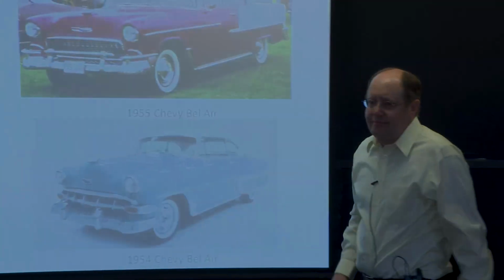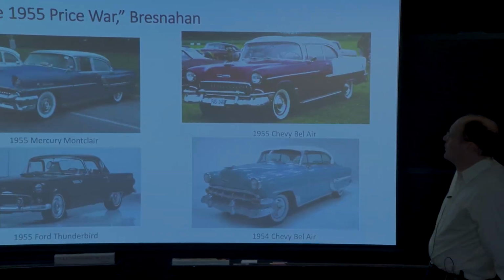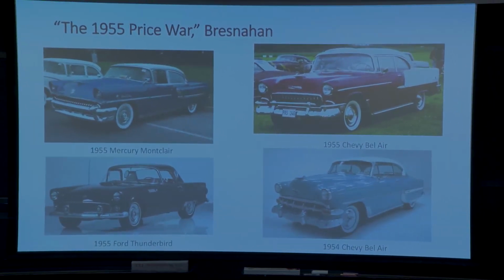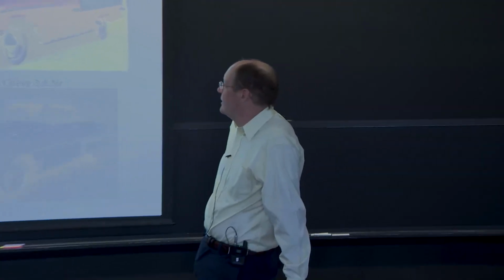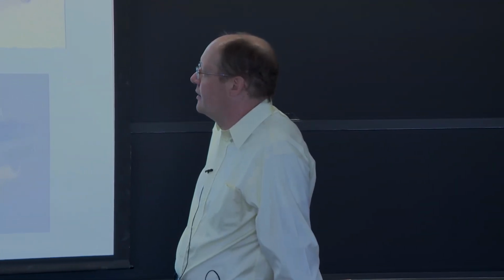But at least to my mind, if you're looking at the Mercury Montclair versus the Chevy Bel Air, I would have to spend some time learning to recognize the difference between those two if you were showing me pictures of them. And so you might think if there was Bertrand competition between Mercury and Chevy, the price of the Bel Air and the Montclair, they could be in very tough competition and drive prices down towards cost.